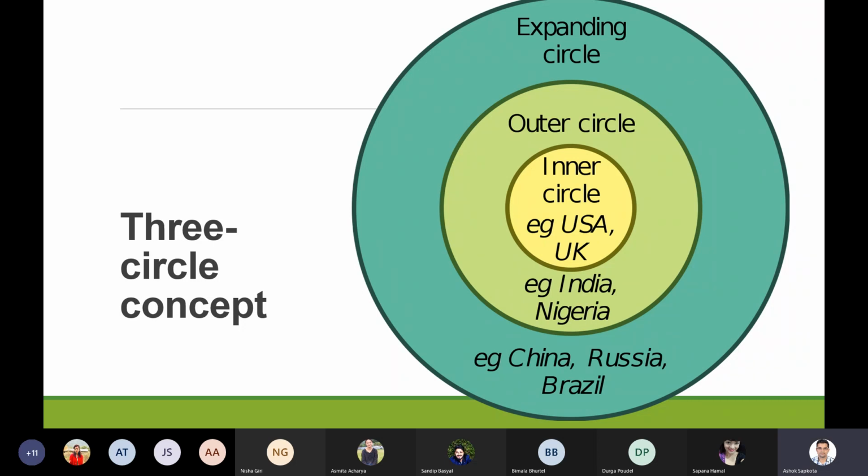Well, now just a quick food for thought for you. We are in the Nepalese context, so where do we fall? Inner, outer, or expanding? Expanding. Expanding circle. Why do you think we fall under expanding circle?